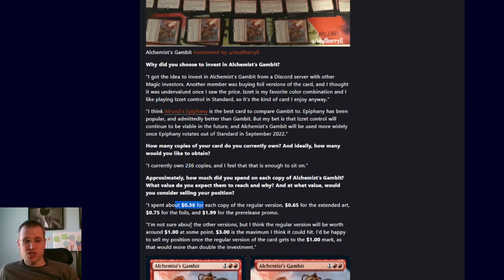The normal version he bought for 36 cents, and he thinks the normal version will get to about a dollar. And, you know, if it gets to a dollar, that would more than double the investment. And again, this is a person who doesn't realize when it gets to a dollar, you have 75 cents of shipping and fees, and then you have your 35 cent basis. So if it only goes to a dollar, you've still lost money. It has to go to about a dollar 65 for you to pay your fees, pay your shipping, pay your basis cost, and have a profit equal to your basis on a card that's 36 cents.